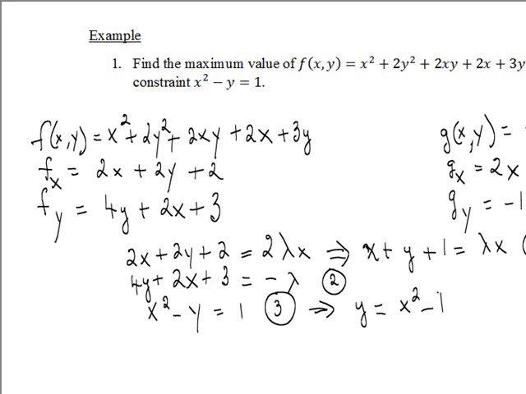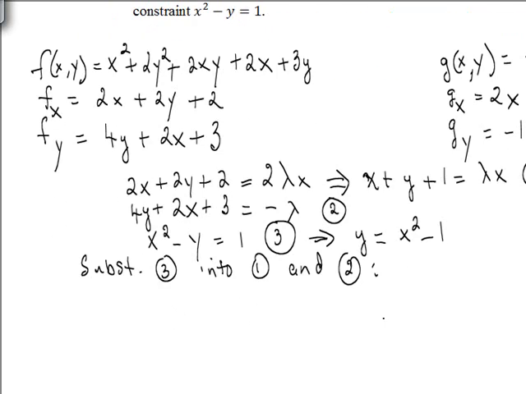So that is why I solve for y. And I am going to replace y in the other 2 equations by x squared minus 1. This will therefore leave me equations with just x and lambda. Okay? So I'm going to say substitute 3 into 1 and 2. Okay, so let's see what we get.